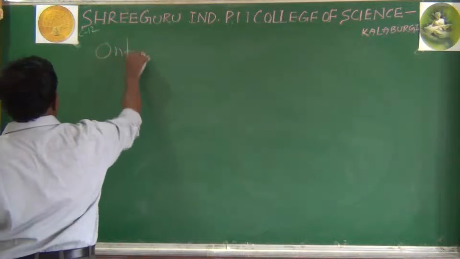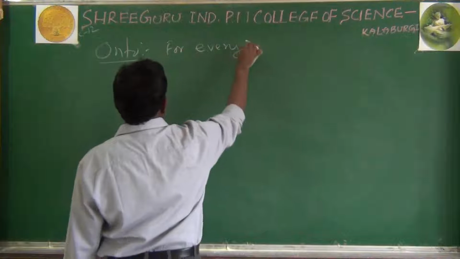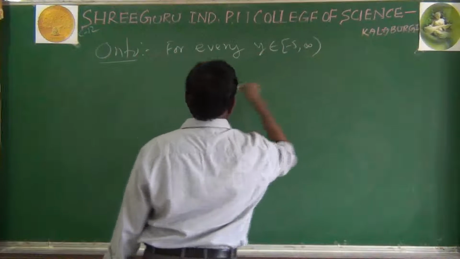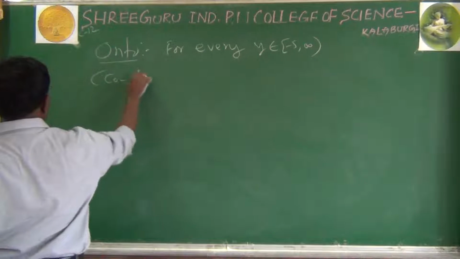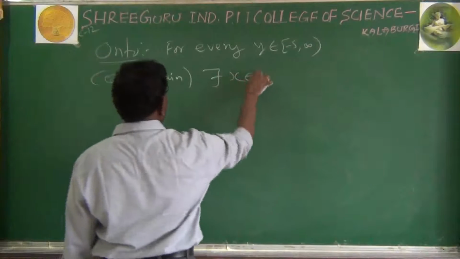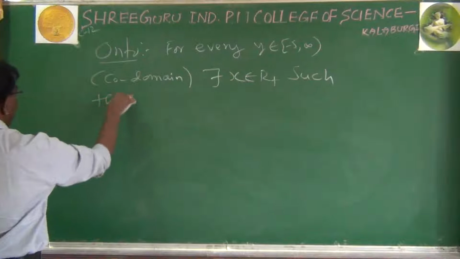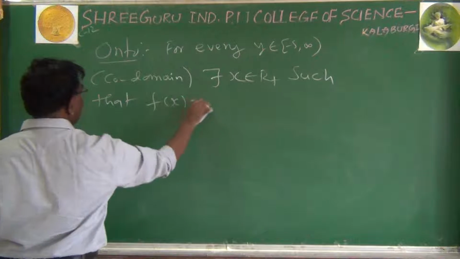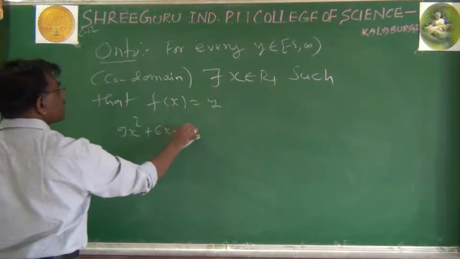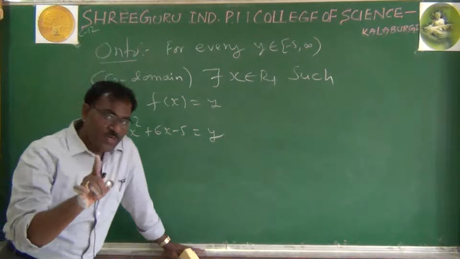Onto: for every y belongs to minus 5 comma infinity, the codomain, there exists x belongs to R plus such that f of x equal to y. What is f of x? 9x square plus 6x minus 1 equal to y. Be careful, my dear students.